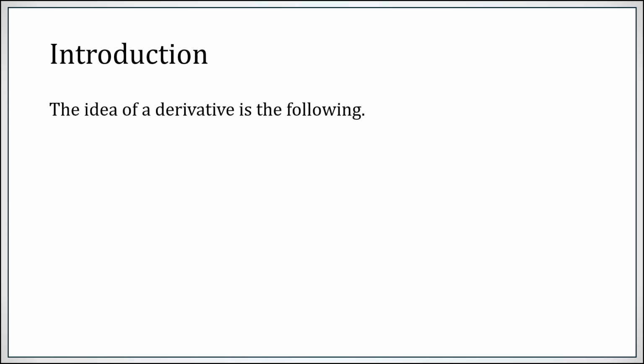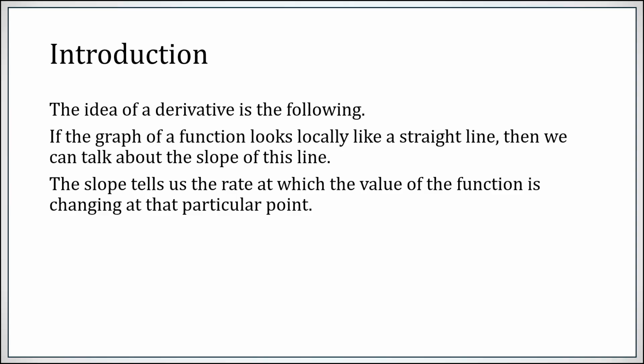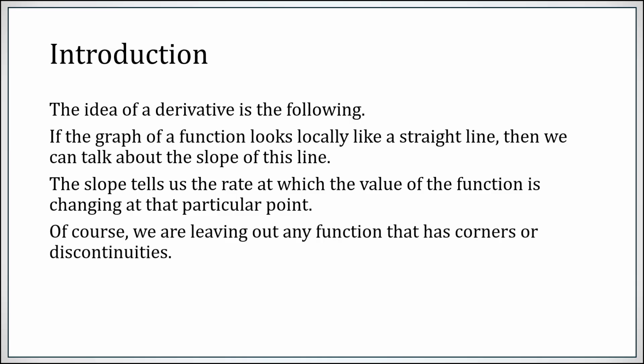So what is a derivative? The idea is the following. Suppose you have a function and you look at its graph. Locally, in other words, very nearby a certain point, suppose the graph looks like a straight line. You can talk about what the slope of that line is. Now this slope will tell you the rate at which the function is changing value at or near the particular point you were looking. Now we're leaving out functions that have corners or discontinuities because there would be no straight line slope to talk about there.